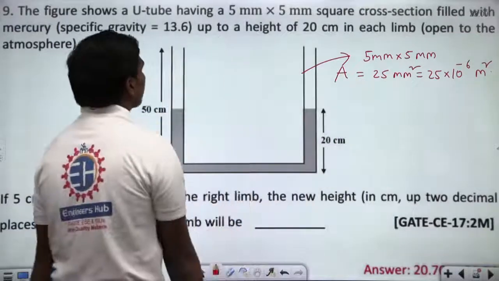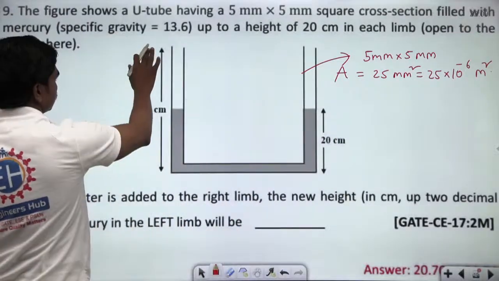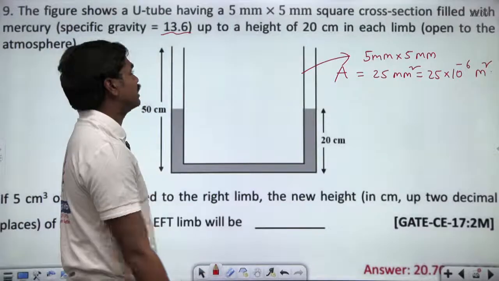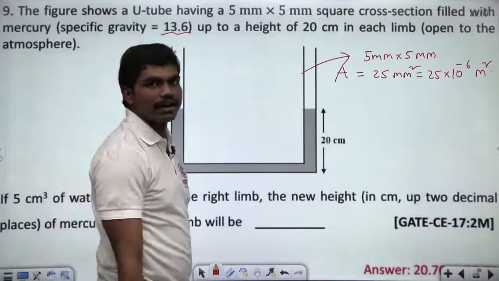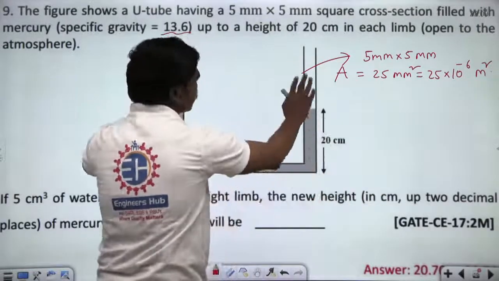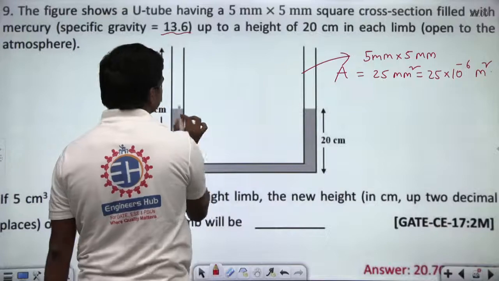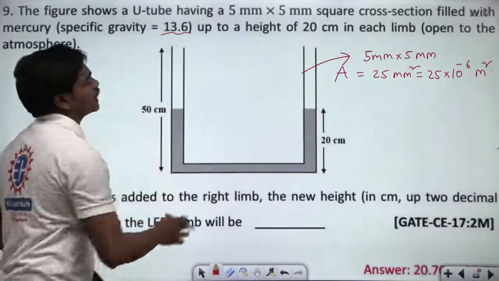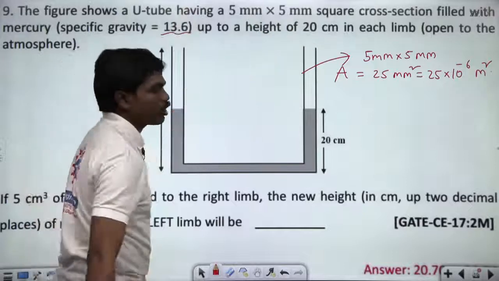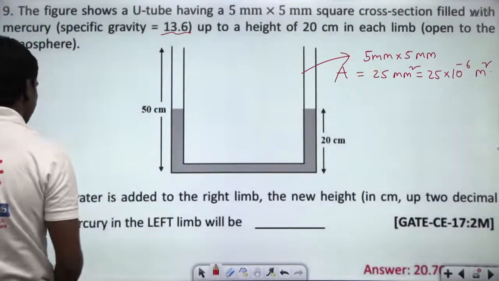Now see clearly what's happening. This is filled with mercury of specific gravity 13.6, okay, up to a height of 20 centimeters in each limb, open to atmosphere. So definitely whenever there is no pressure, means whenever this manometer is free, then the mercury level in both the limbs will be same, correct? As you are saying in this case. So this mercury level is same initially because there is no connection to this manometer. Fine, this is okay.